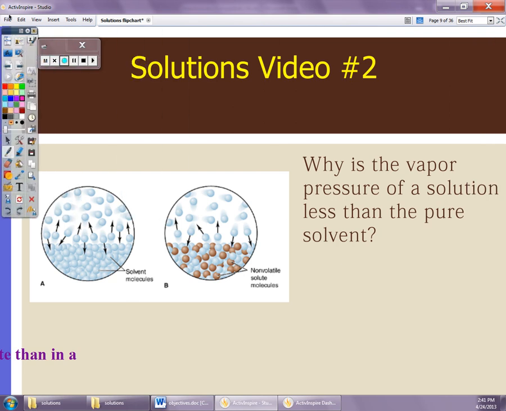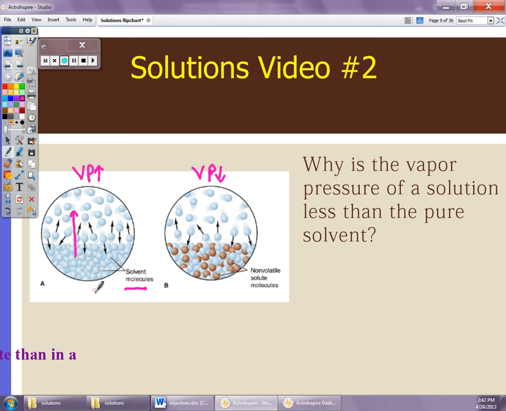Why is the vapor pressure of a solution less than the pure solvent? So here we have the pure solvent, and we're going to say its vapor pressure is greater than what it is for the solution. The solution has to be a mixture of more than one thing. So we're seeing the solute particles and the solvent. And in this case, the vapor pressure is going to be less. The reason why: if you have a pure solvent, you're going to have a rate of vaporization that is greater than what is occurring over here.